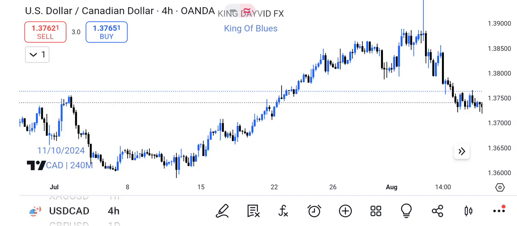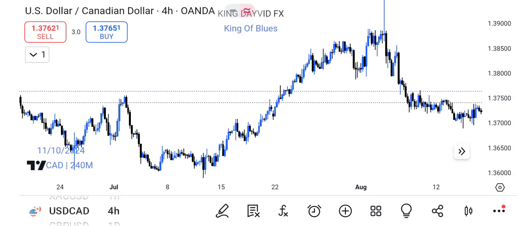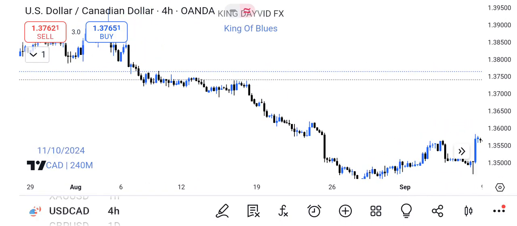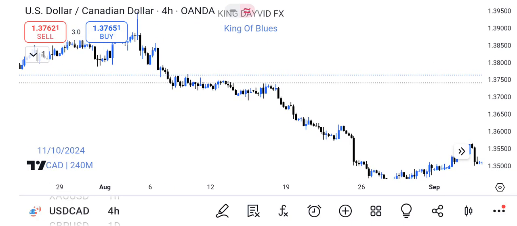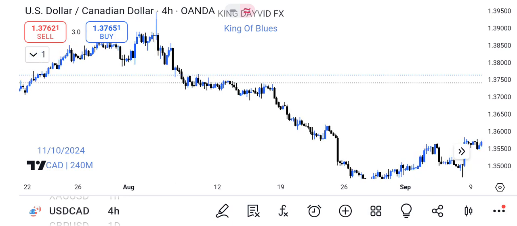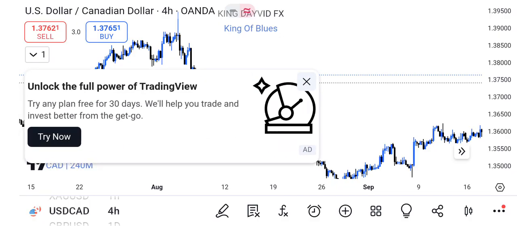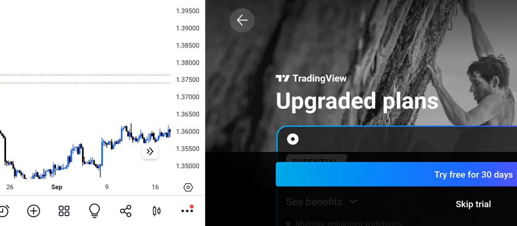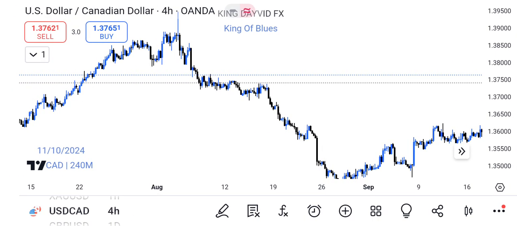When price is moving upward, you look for an opportunity to buy, and when price is moving downward, just like this, you look for an opportunity to sell. This is what market structure is all about: understanding the direction of the market.